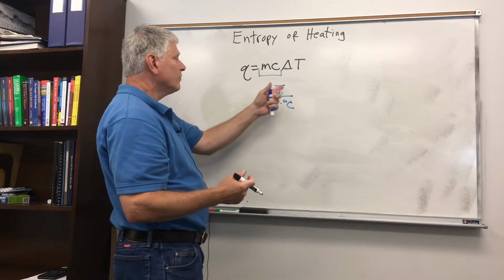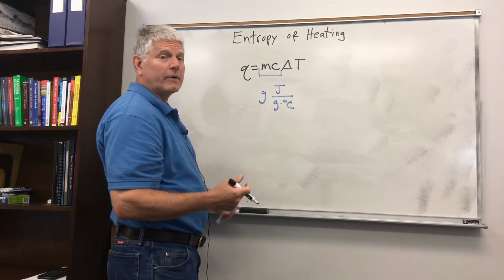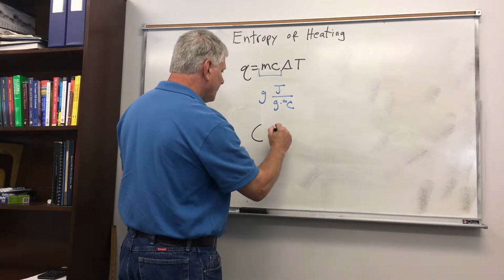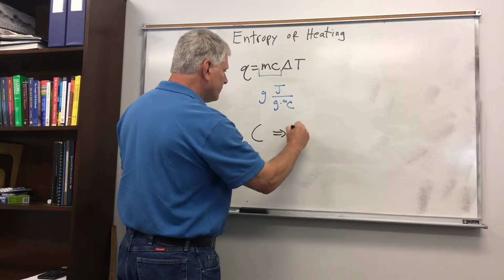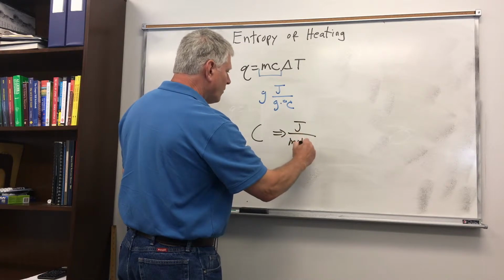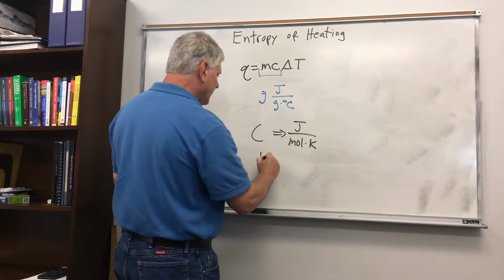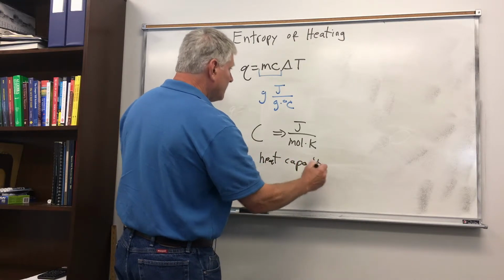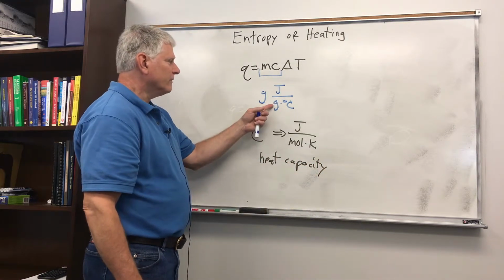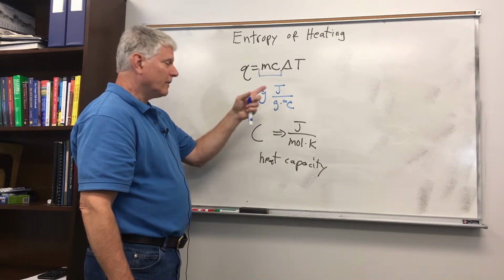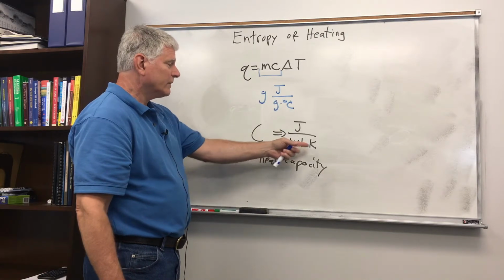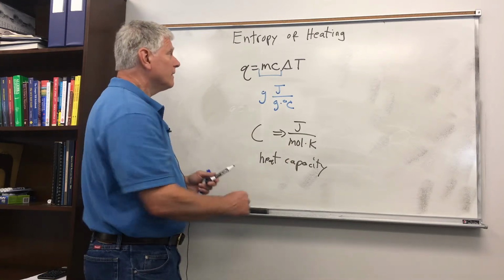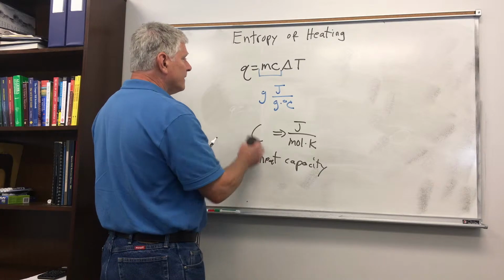We can have it in joules per mole per Kelvin, and this is called the heat capacity. So if these units are joules per mole Kelvin, this is the heat capacity. So the specific heat has units of grams and degrees centigrade. The heat capacity has units of moles Kelvin. So we're going to use the heat capacity for the entropy of heating.